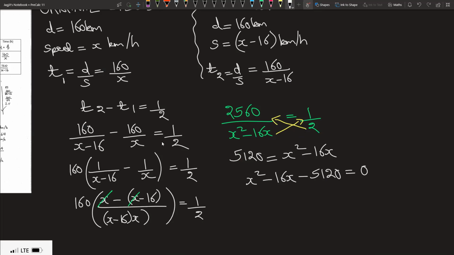Now, guys, before you do that, let's write the non-permissibles. You see over here, you had x minus 16, so you would say x cannot be equal to 16. You had x, so you say x cannot be equal to 0. Okay, those are your non-permissibles.